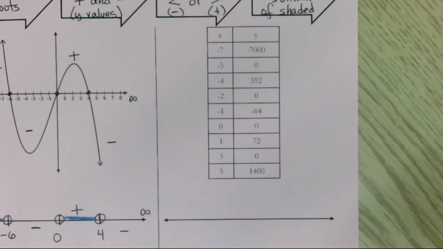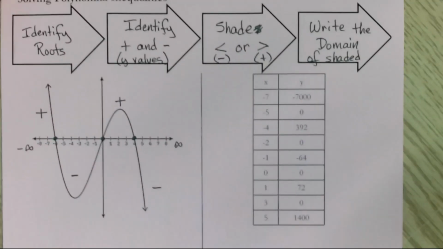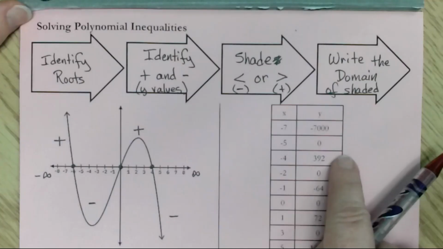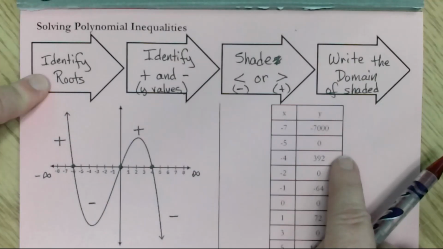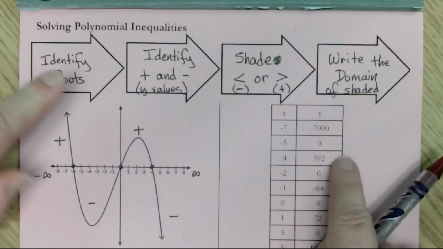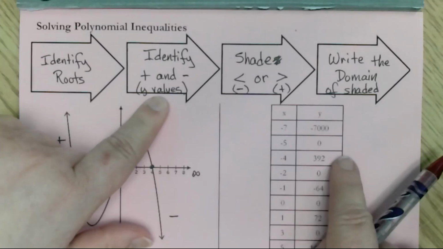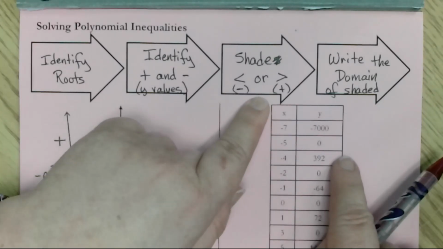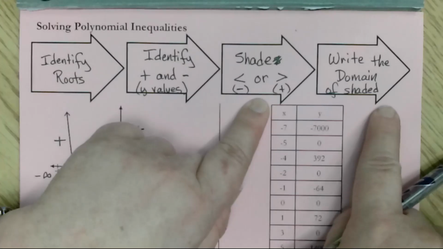So again, we're looking at solving polynomial inequalities. In this case, we are given a table, but it's the same 4 steps. We're going to identify our roots. We're going to look at our y values to identify the pluses and minuses. We're going to shade our number line, and then we're going to write our domain.